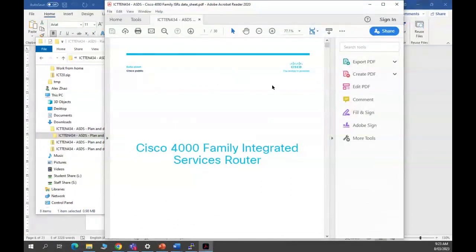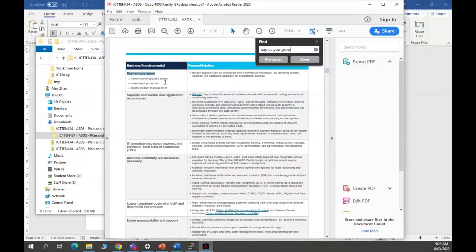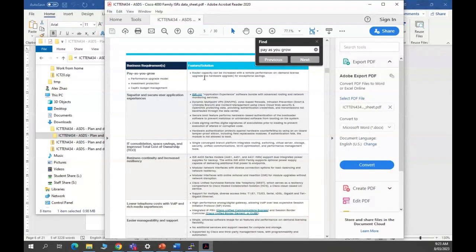You just open it, go for find, pay as you grow. Not grown, pay as you grow. Here it is. Performance upgrade models, investment protection, capex budget. What does that all mean? So router capacity can increase with a remote performance on demand license upgrade for exceptional savings. So if you don't know exactly what that means, it means you buy this router.